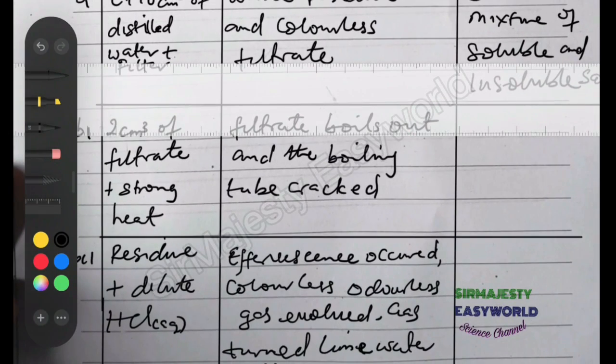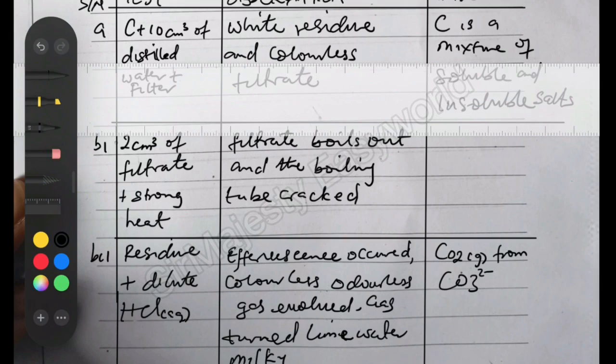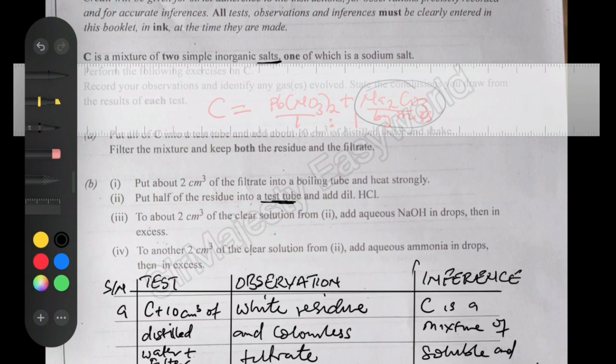It's high time we change to assumed science. So as normal, what we are expected to report here is our inference: CO2 gas from CO3 2 minus. Then that's it. Then the other subsequent ones, that's BII.